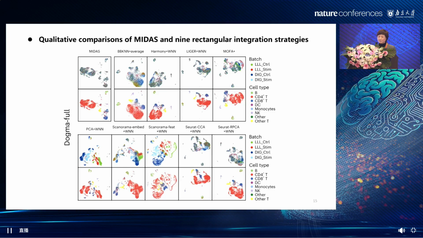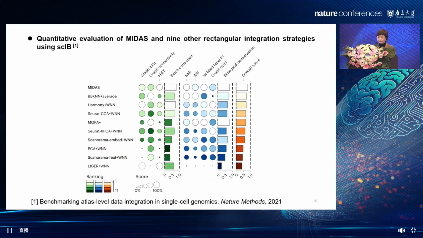Qualitative comparisons of MIDAS and non-rectangular integration strategies show that MIDAS outperforms other methods in batch correction and cell clustering. Quantitatively, using the standard SCIB benchmark, MIDAS achieves the highest scores across batch correction, biological conservation, and overall score, significantly outperforming competitors.